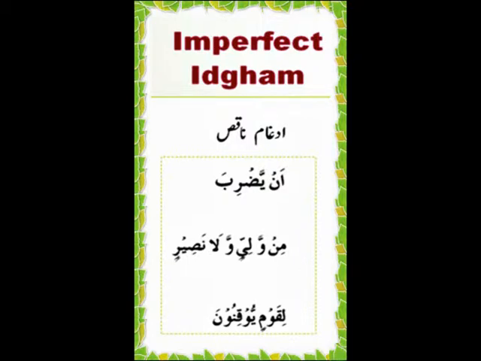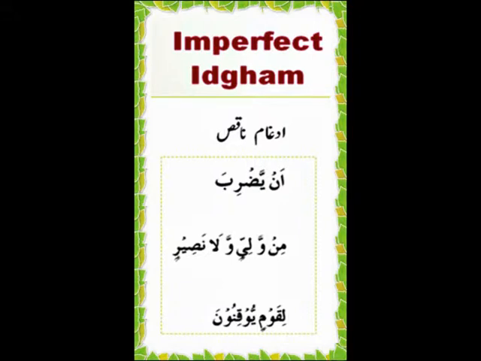Now we learned in this idgham that whenever nun sakin or nun tanween is followed by two of the letters of huruf yarmalun, which are ya or waw, the nun sakin or nun tanween has to be prolonged. Now in the first example of the imperfect idgham, which is idgham-e-naqis, we have the word an yazriba. Now since there is a nun sakin followed by a ya, which makes it the first type of idgham, therefore we have to prolong the nun sakin as an yadriba.